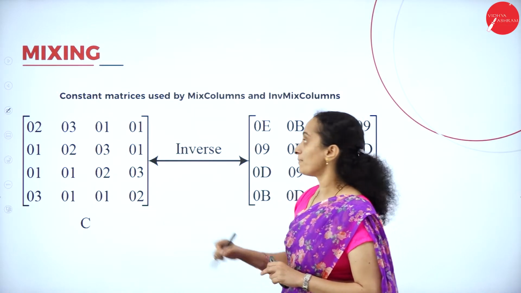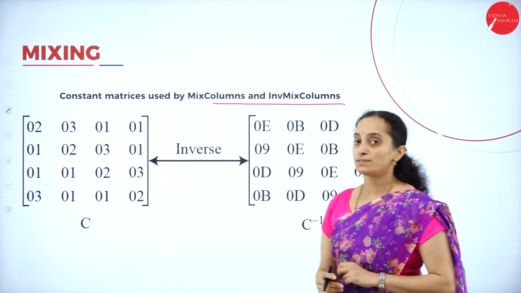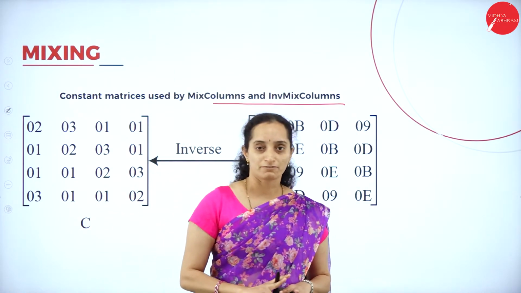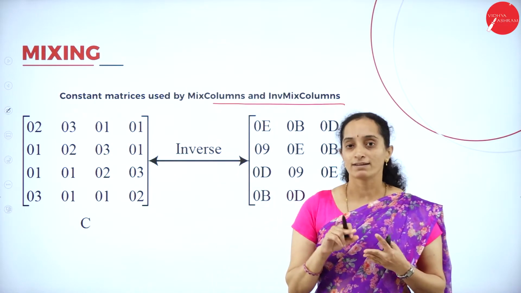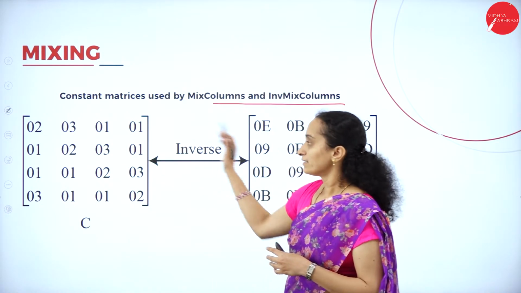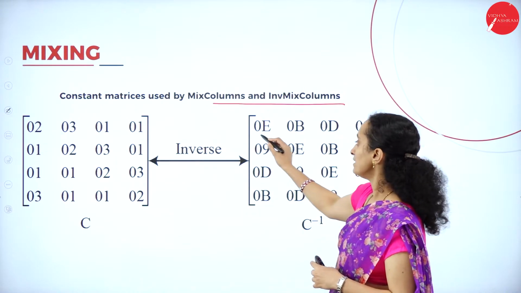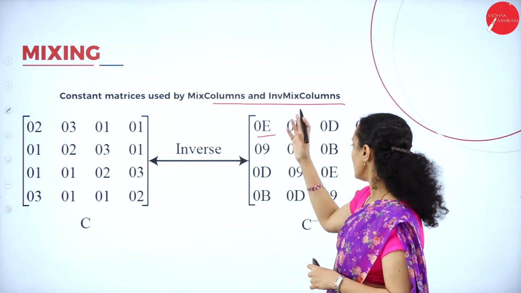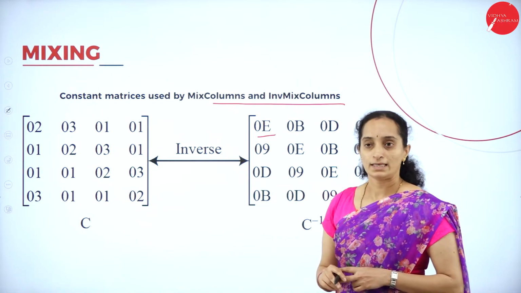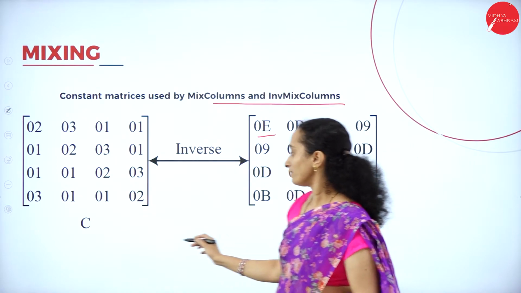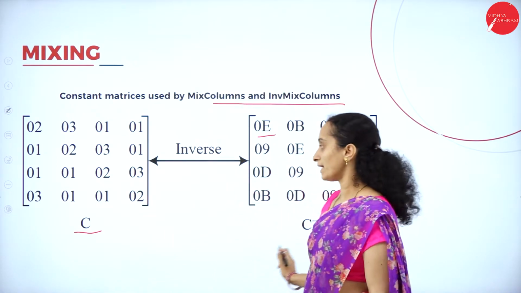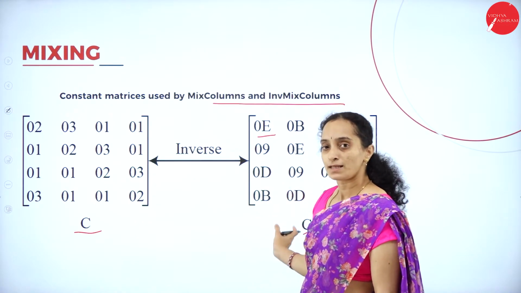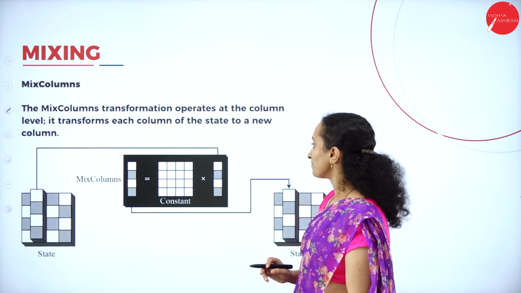Then we have the constant matrix used by the mixed columns and inverse mixed columns functions. Again, in this, we use two different functions, mixed columns and inverse mixed columns. Here we are getting the inverse of each other. 0e will be transformed to 02, and 02 is getting transformed to 0e. So we are getting the inverse, and the mixed columns and inverse mixed columns are combined with the constant matrix and an old matrix. All right.